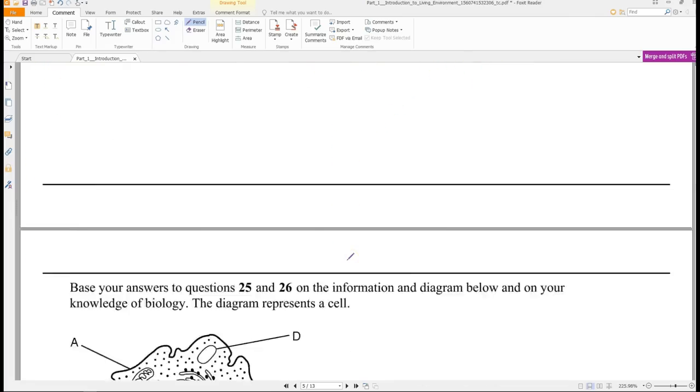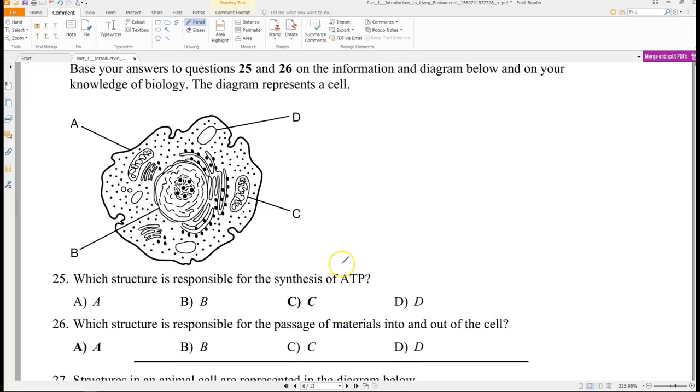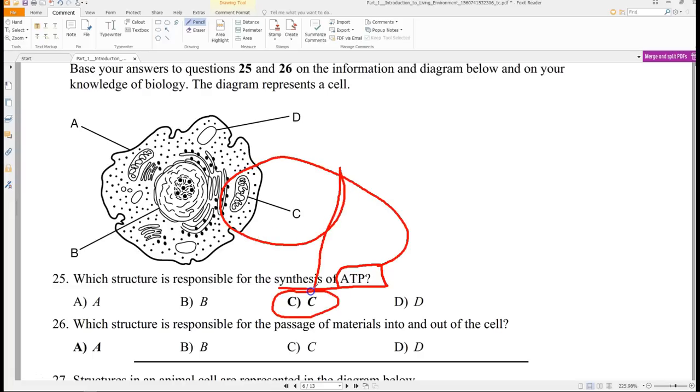Again, the cell. Which structure is responsible for the synthesis? Here it is again. Energy, ATP energy. That's made in the mitochondria, which is choice C.